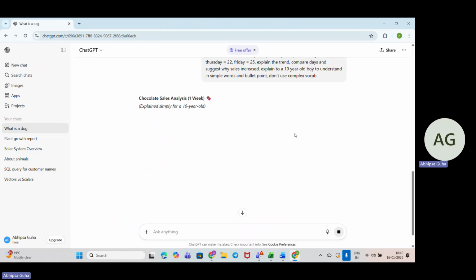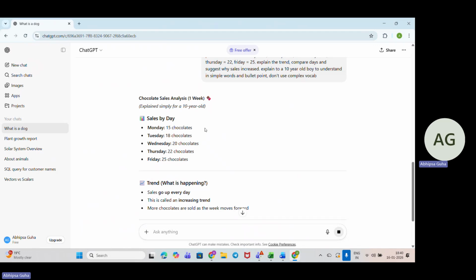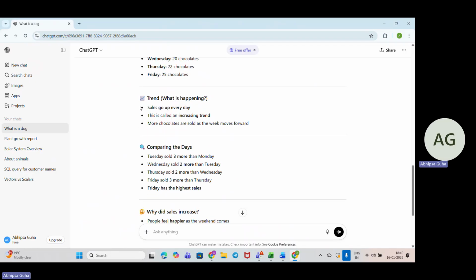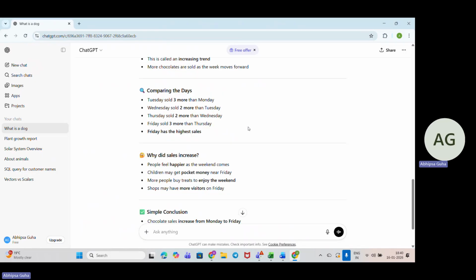Now you can see how the analysis is going. It is understanding Monday 15, Tuesday 18, Wednesday 20, Thursday 22, Friday 25. The trend: sales go up every day. This is called an increasing trend. More chocolates are sold as the week moves forward. Now comparing the days: Tuesday is three more compared to Monday, Wednesday two more, Thursday two more, Friday three more than Thursday. Friday has the highest sales.